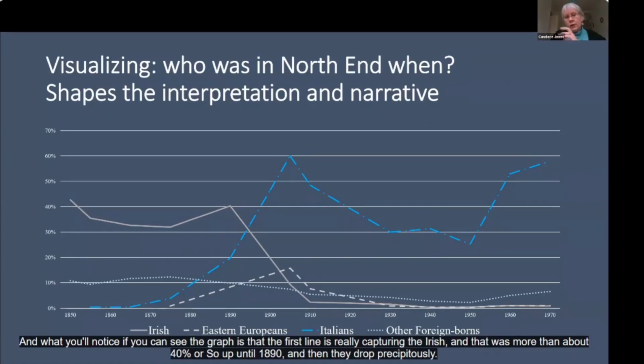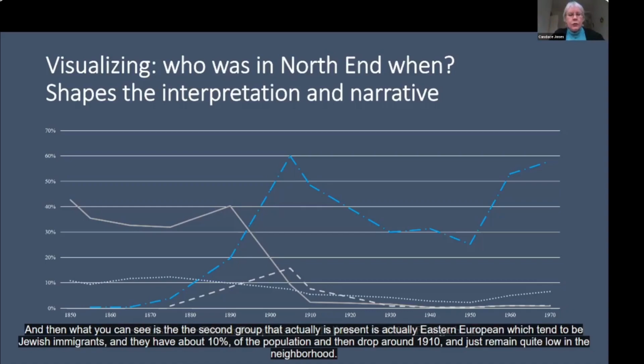And what you'll notice, if you can see the graph, is that the first line is really capturing the Irish. And that was more than about 40% or so up until 1890. And then they dropped precipitously. And then what we can see is the second group that actually is present is Eastern European, which tended to be Jewish immigrants. And they are about 10% of the population and then drop around 1910 and just remain quite low in the neighborhood.